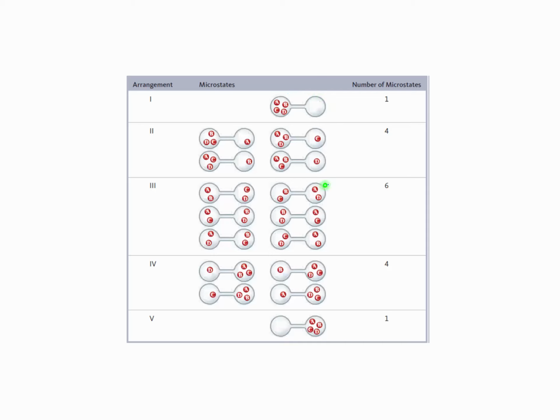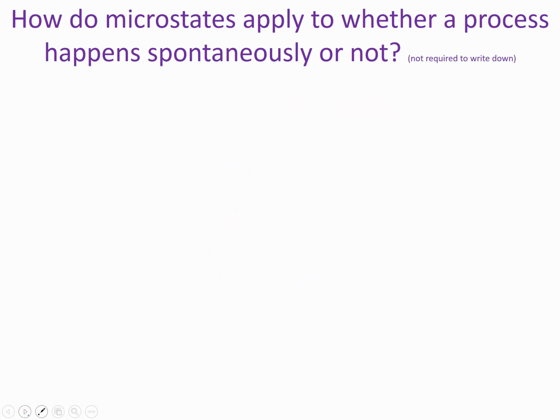Okay, and then the most massive probability would be this middle one where there's equal amounts on both sides and it's equally uniformly distributed. Okay, so that's the concept of microstates. So what does that have to do with entropy and the second law of thermodynamics? So how do microstates apply to whether a process happens spontaneously or not? Back to our log burning, and then the gas molecules not coming back.